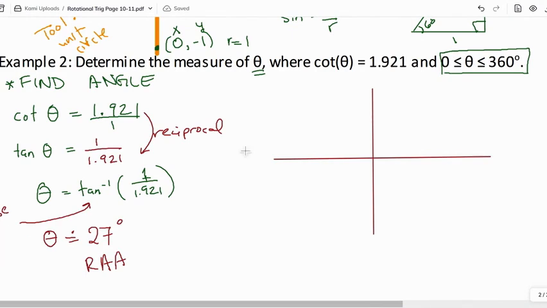Okay, so cotangent is positive in quadrant 1 and quadrant 3. And the truth is, I drew it as 2 lines. It is 1 line. So the first angle is 27. And the second angle is going to be 27 more than 180. So that's 207 degrees.